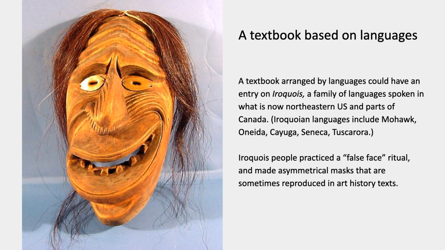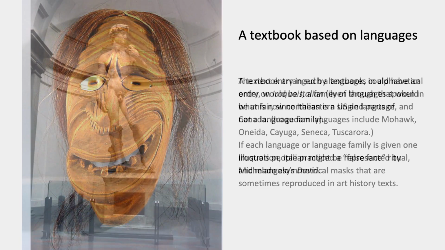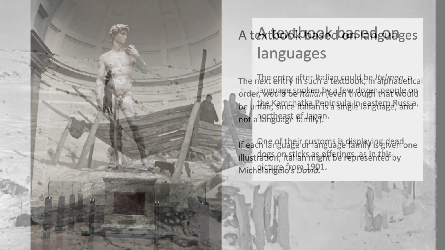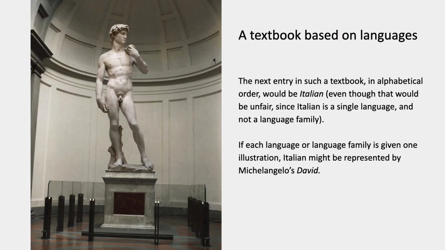So Iroquois is often represented, but if you were to do this as part of an alphabetized listing of languages in your art history text, after Iroquois would come Italian. So that's maybe not completely fair, because Italian is a single language, not a language family. But anyway, just for the purpose of this, the next would be Italian. So that means you would then have something like Michelangelo's David after your reproduction of the Iroquois false-face society mask.